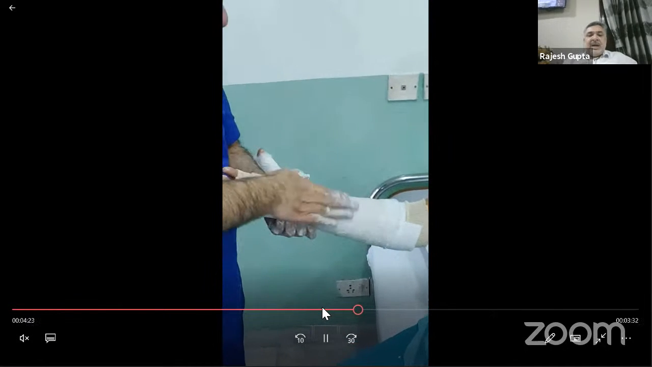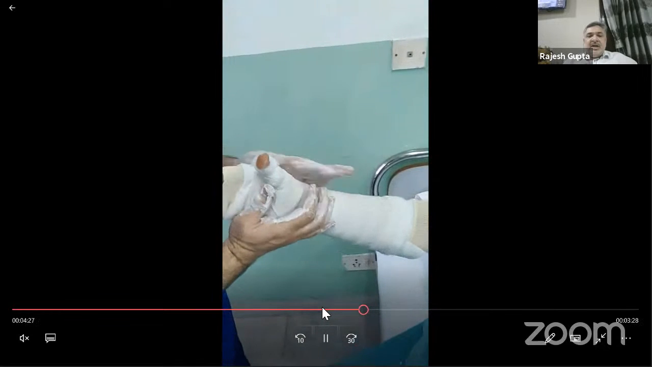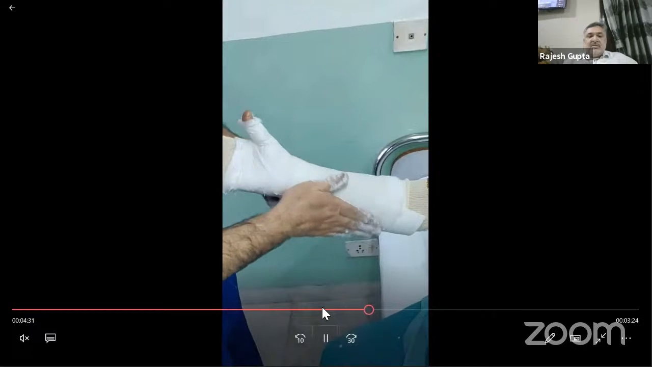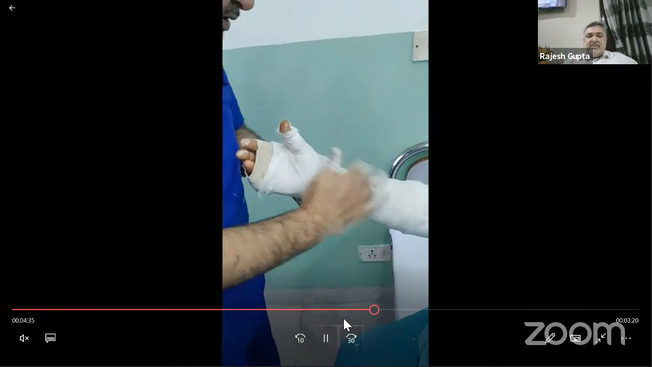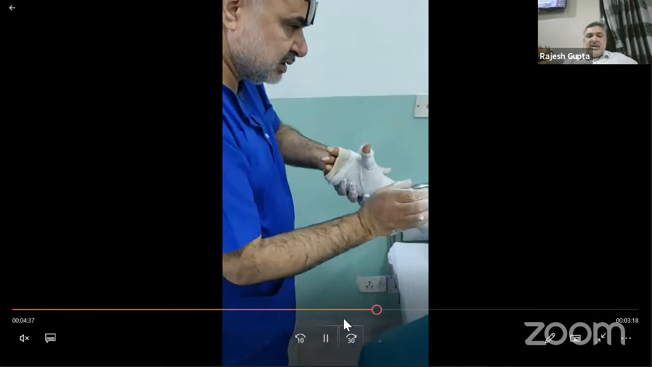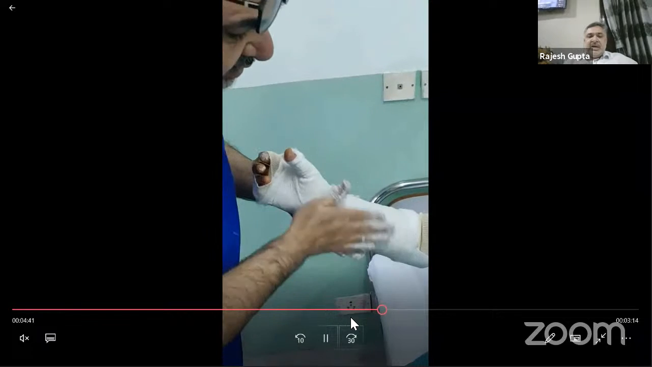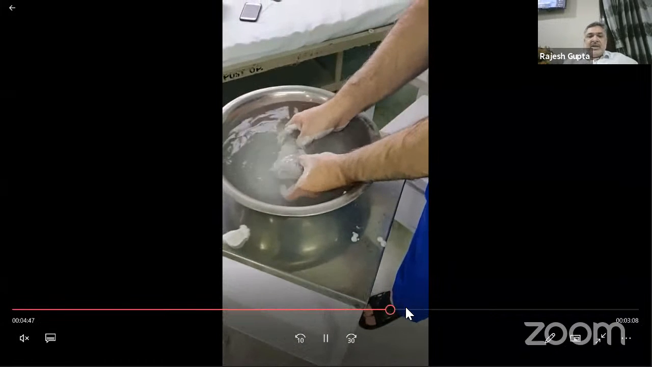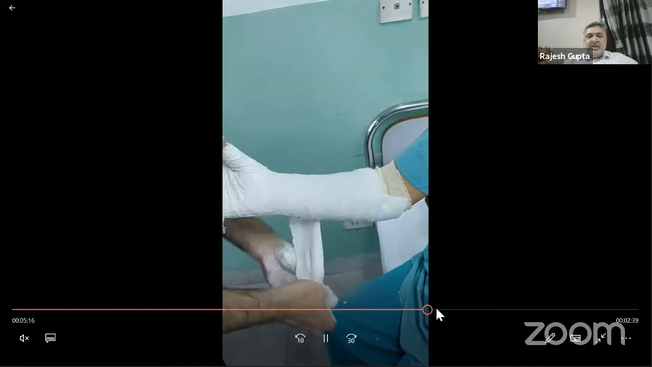Okay. When I apply one layer, I mold it, and I mold it with my palm and not by the finger. Mold it with the palm. Why mold after every plaster bandage? There is an interlocking of the plaster, and there are no air pockets inside. If the air pockets remain inside, then that is a stress riser, and under pressure the fracture will break. We take another plaster, again same thing.